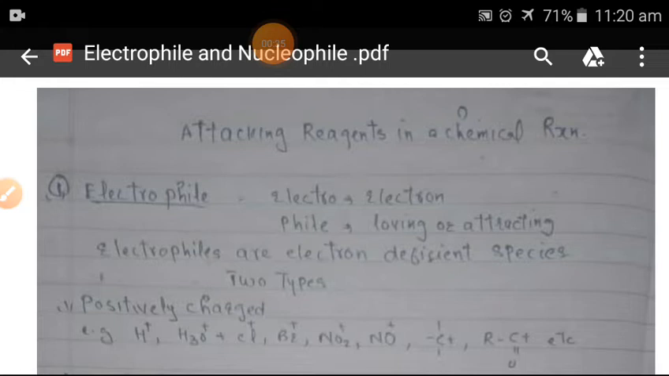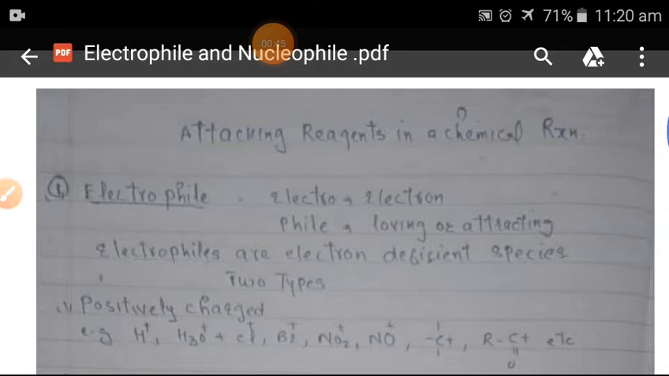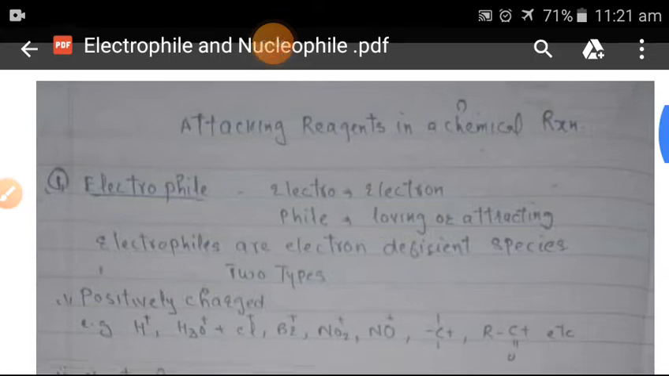Actually, what are the different driving forces which are responsible for a chemical reaction to occur? There are different driving forces, and one of them is the presence of an electrophile or nucleophile in the reaction, or we may say the presence of Lewis acids or Lewis bases in the solution. As a result, they act as a driving force for a chemical reaction to occur.